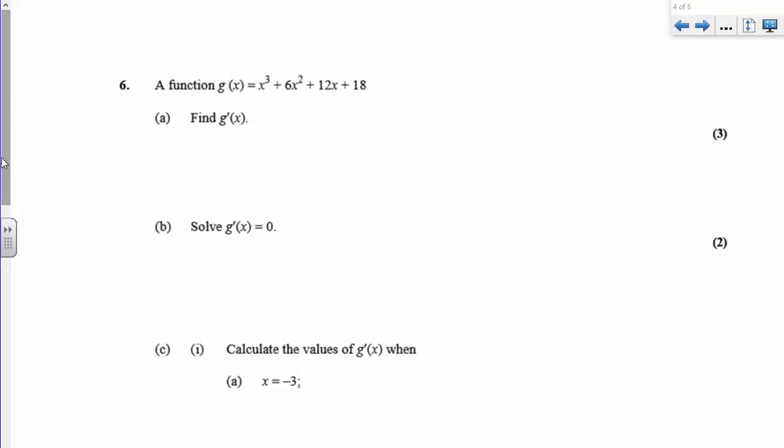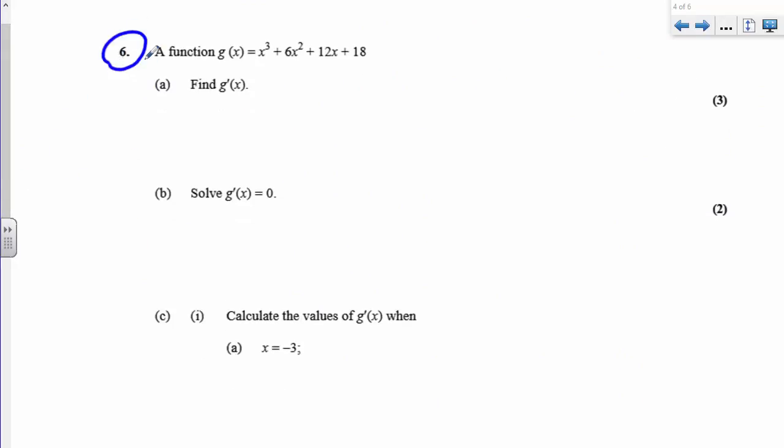Alrighty, no problem. Number 6 is a derivative function. Okay, well, it's not a derivative function, it's just a function. We're going to find its derivative right here. So what's the derivative of this function? Okay, just take the first derivative, which is a calculus concept. This is going to equal 3x squared plus 12x plus 12.